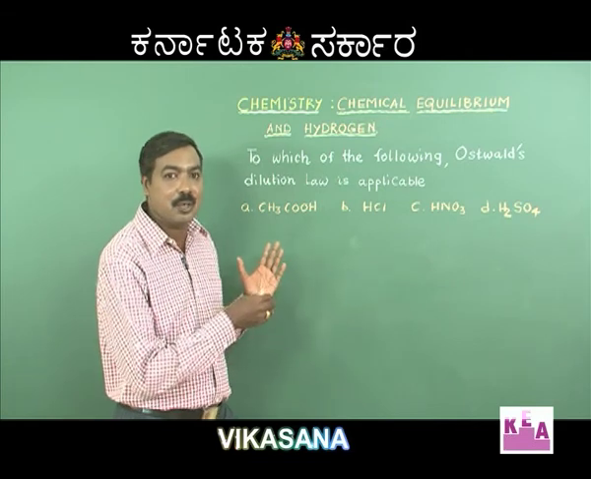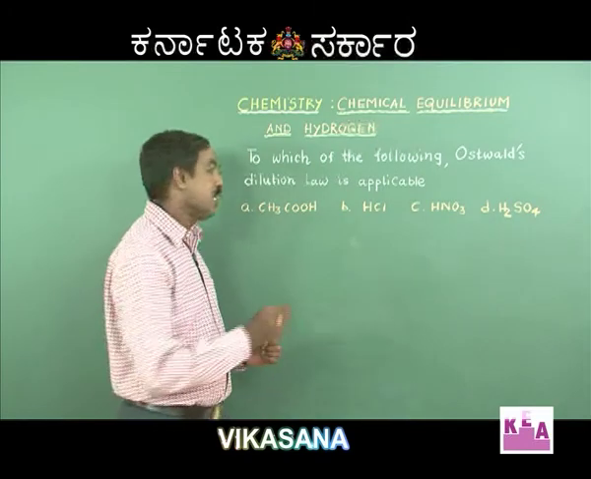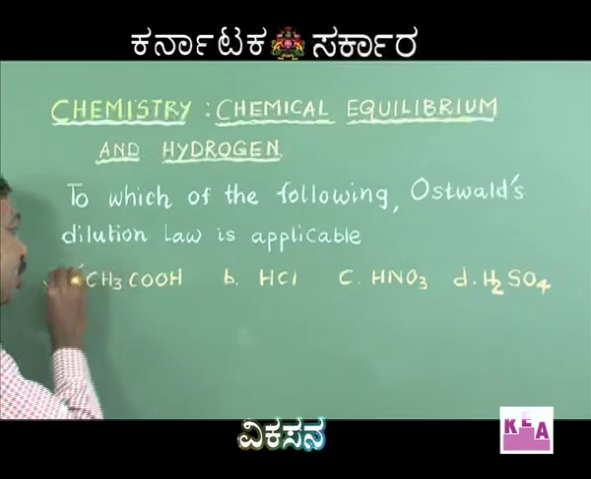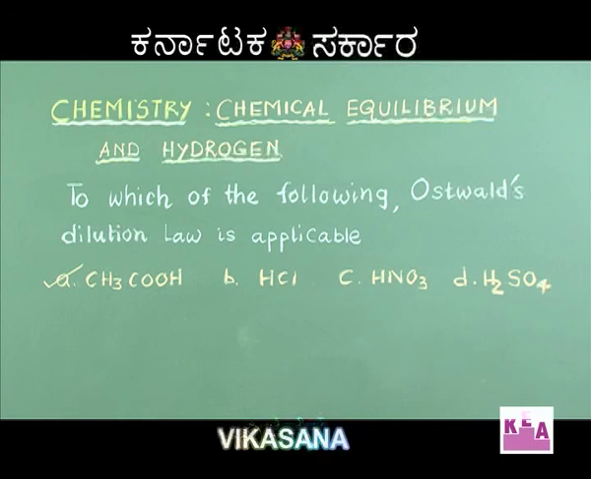Now, coming back to the question, to which of the following is Ostwald's dilution law applicable? Option A, acetic acid. Option B, HCl. Option C, nitric acid. Option D, sulfuric acid. Option A, acetic acid, is the right answer, and by default all carboxylic acids are weak acids.